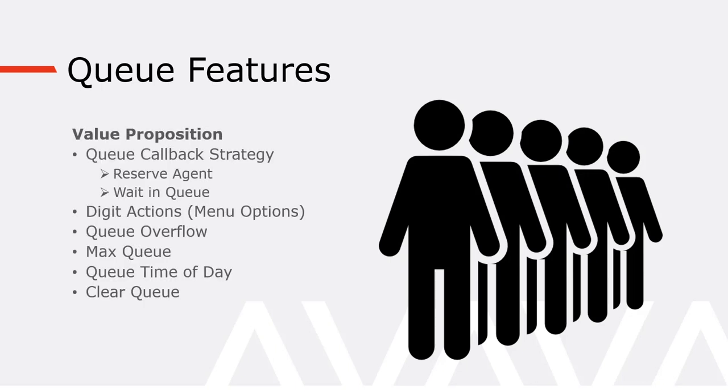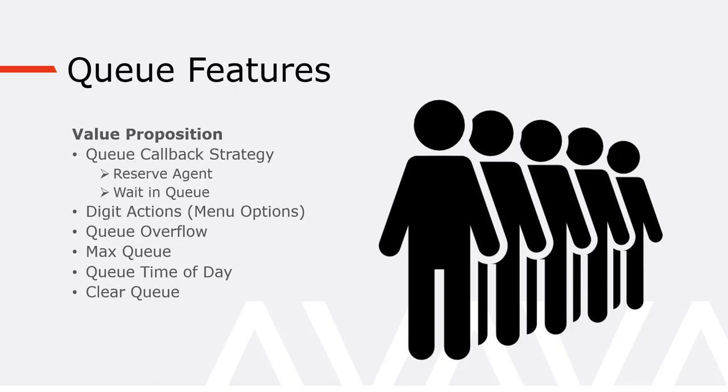First, that queue callback. How does that work? We have multiple strategies: reserve agent and wait in queue. In both scenarios, it's going to hold the customer's place in line. So if they go into queue and schedule a queue callback, say they're fifth in line, when they're first in line, the strategy determines who you get on the phone first. With wait in queue, it's going to get the customer on the phone. So when they're first in line, it's going to call them back, they're going to accept, and it's going to connect them to the next available agent. Might be a minute, might be two, might be right as they pick up.